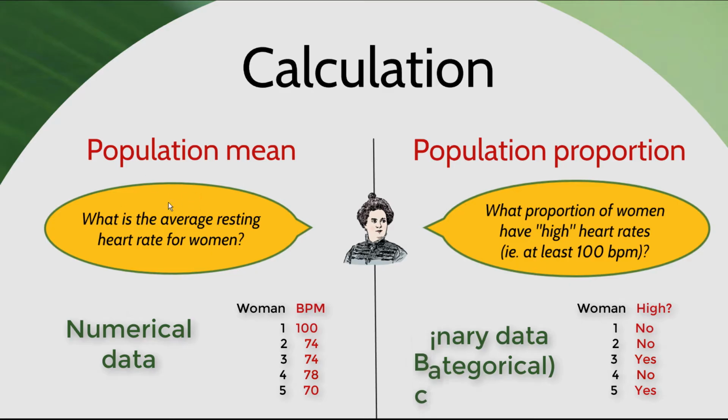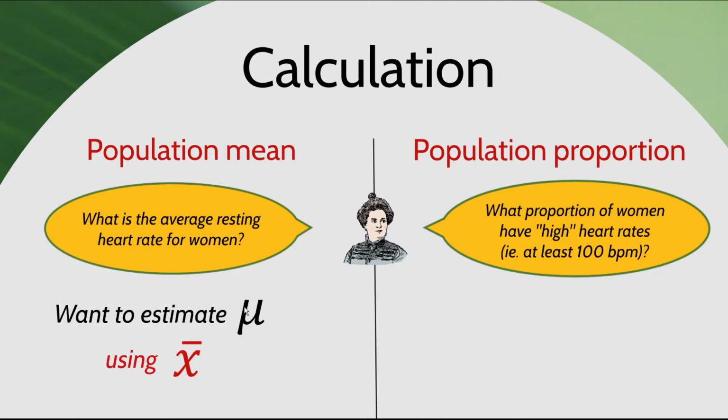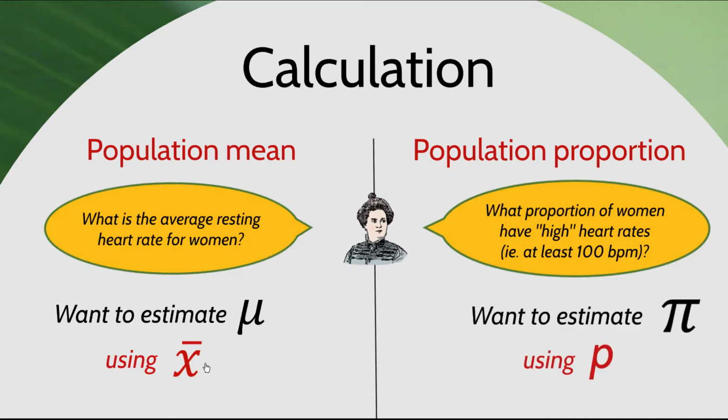So on the population mean side, we're trying to estimate mu, which is the population mean, using x bar, which is our sample mean. And on the proportion side, we want to estimate pi. Now that is the Greek symbol we tend to use for population proportions, and p is going to be our sample proportion. Be aware that you might also see the Greek letter theta used in either of these two scenarios for a general population parameter.